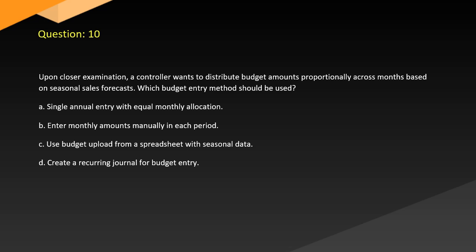Question 10. Upon closer examination, a controller wants to distribute budget amounts proportionally across months based on seasonal sales forecasts. Which budget entry method should be used? A. Single annual entry with equal monthly allocation. B. Enter monthly amounts manually in each period. C. Use budget upload from a spreadsheet with seasonal data. D. Create a recurring journal for budget entry.